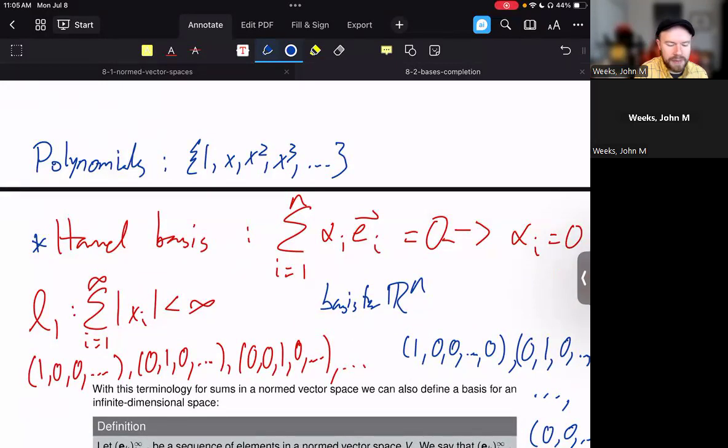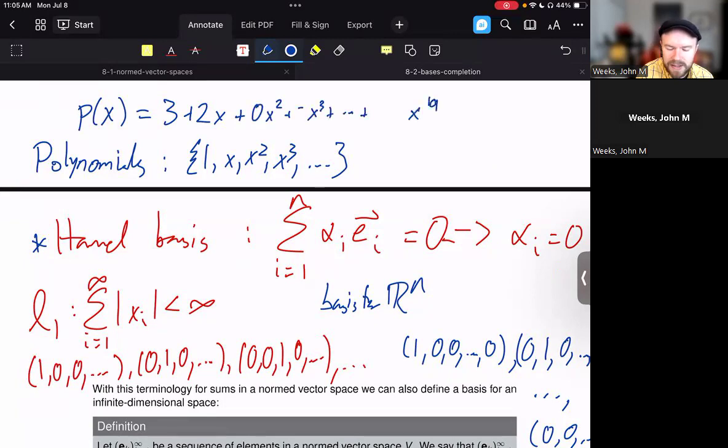So at some point, if you're given a polynomial p of x, then you know that this is a sub 0 plus, and I'll just go ahead and put in some numbers here, 3 plus 2x plus 0x squared plus negative x cubed plus dot, dot, dot. And eventually I'm going to get to, say, x to the 1993 with a coefficient of 97. So here is that polynomial, or something like this. This is a polynomial that itself is going to be a sum of finitely many terms.